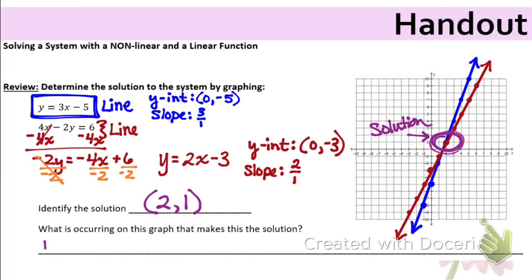Yes. Intersect. The two lines intersect each other here.